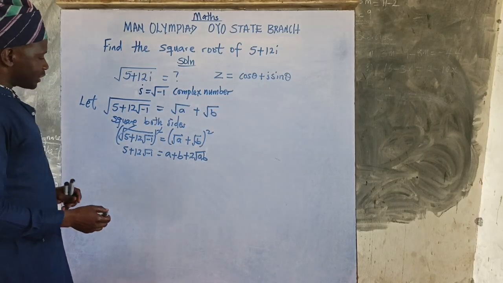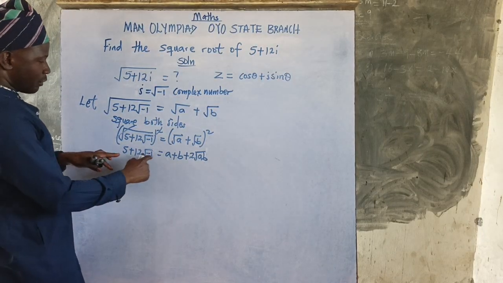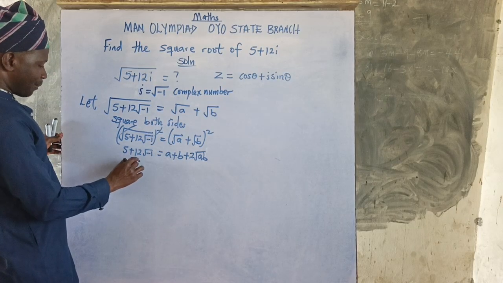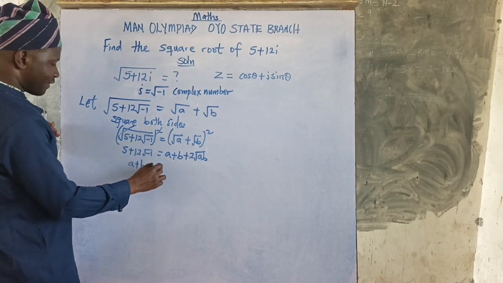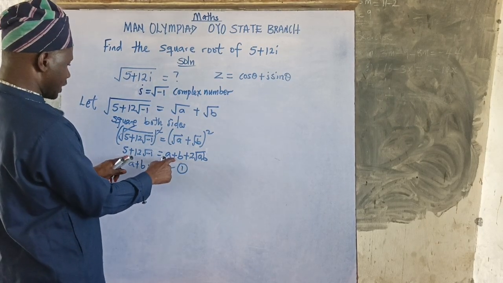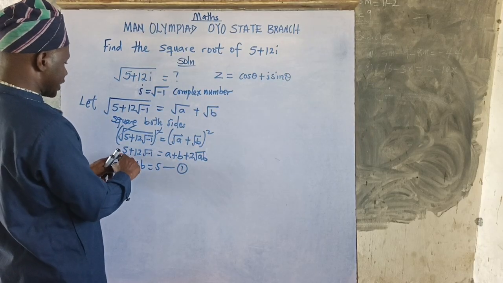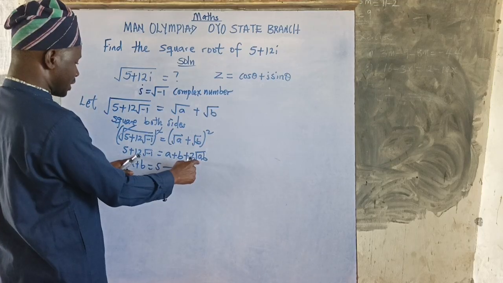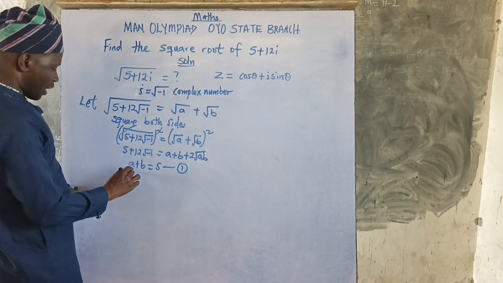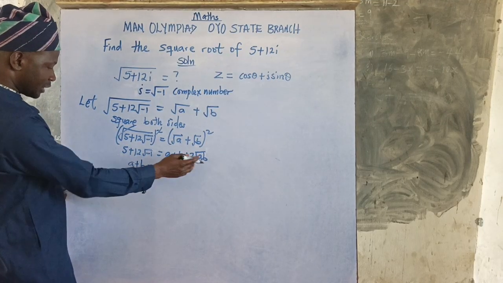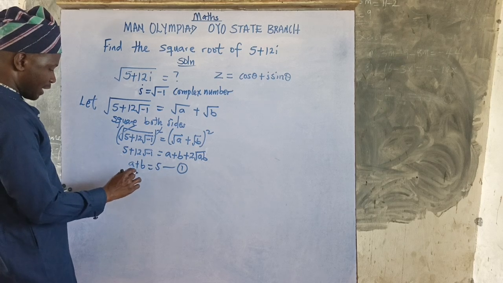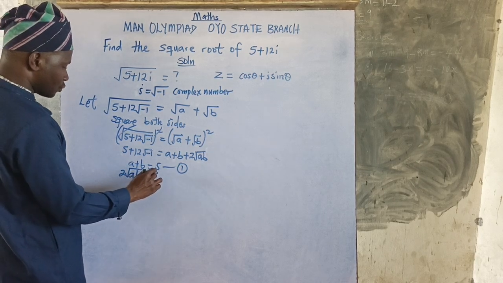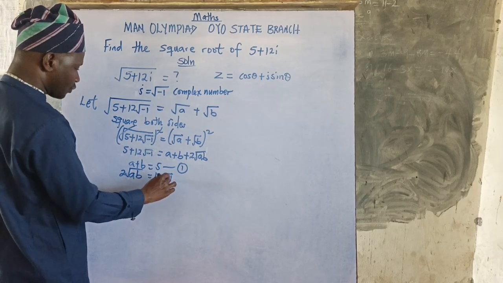Now, let's equate like terms on both sides of the equation. The one with root we equate together, and the one without root we equate together. So it implies that A plus B equals 5, equation 1. This has no root, so we equate it to the real number here. Then this one is complex, so we equate it to the one having root. So we have 2 multiplied by square root of AB equals 12 root minus 1.